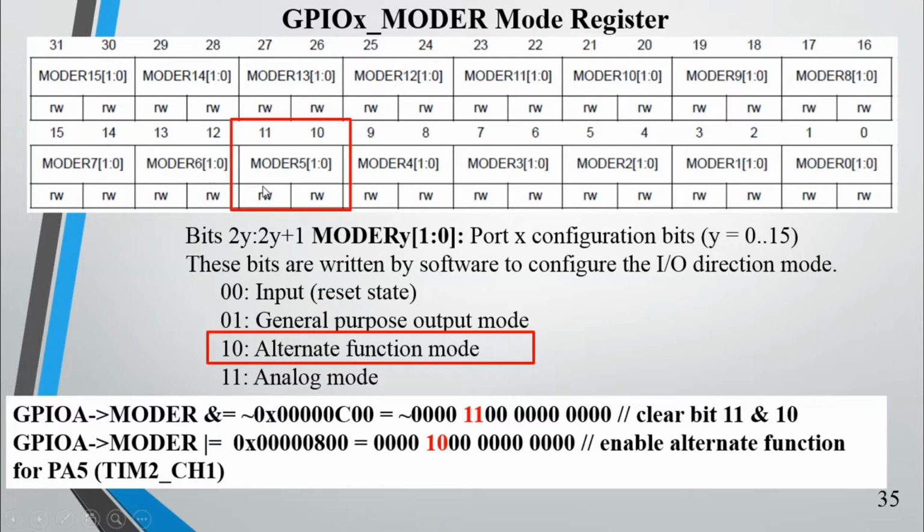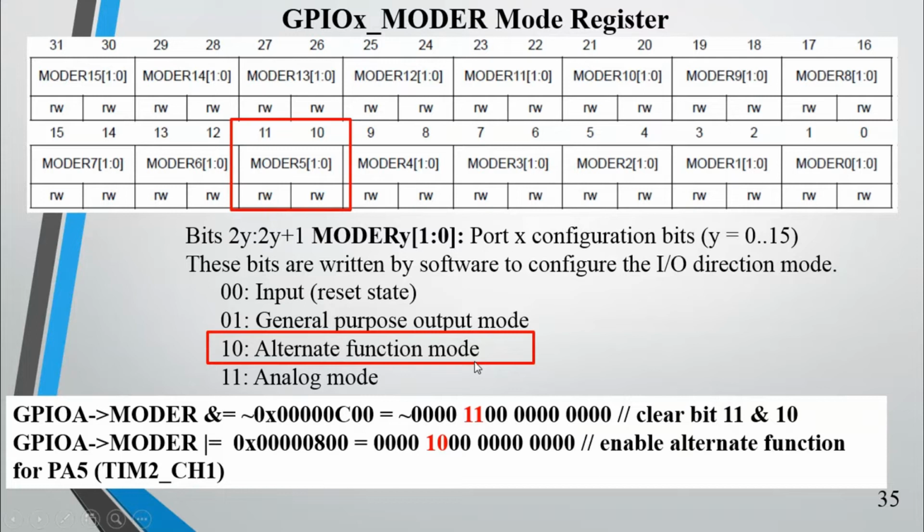Then what do you need to do? You need to set bit number 11. How will you set? You need to OR equal to. Previously it was AND equal to tilde, where wherever 1 is there, that bit will be cleared. Here I am writing OR equal to 0x800. That means it is 1000, so you are setting the 11th bit and clearing the 10th bit. By doing these 2 steps, you are enabling alternate functionality mode for PA5. So in this step, you are configuring the functionality of PA5 with the alternate function mode.